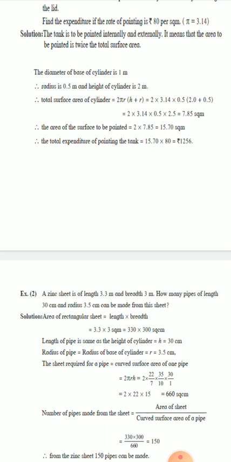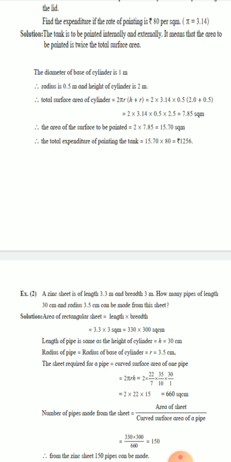Now in order to convert that sheet into pipes, the required dimensions of the pipes are 30 centimeter length, and the radius must be 3.5 centimeter. So the length of the pipe is the same as the height of the cylinder, because we have to roll that sheet. So length becomes the height of the cylinder, which is equal to 30 centimeter, and the radius of the pipe is nothing but the radius of the base of the cylinder. So the radius of the base of the cylinder given is 3.5 centimeter.